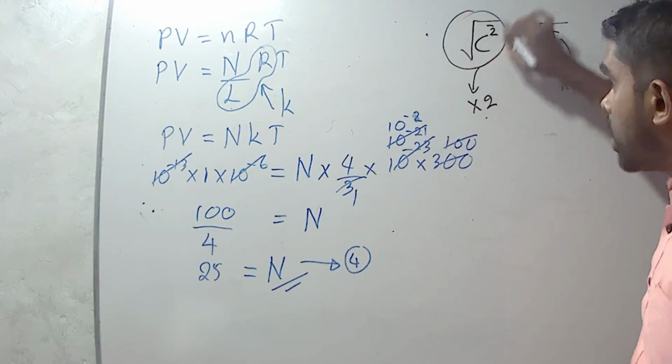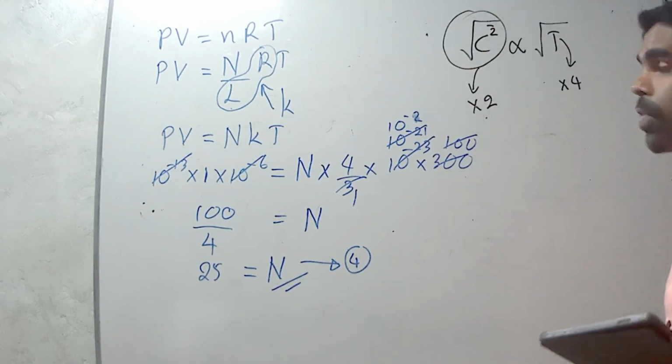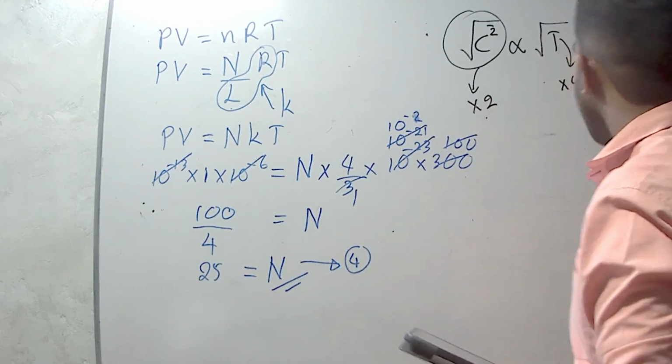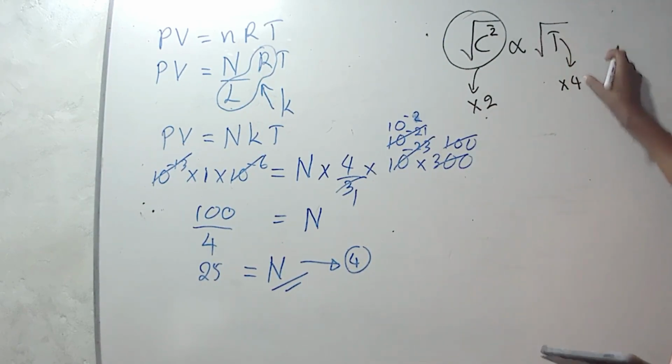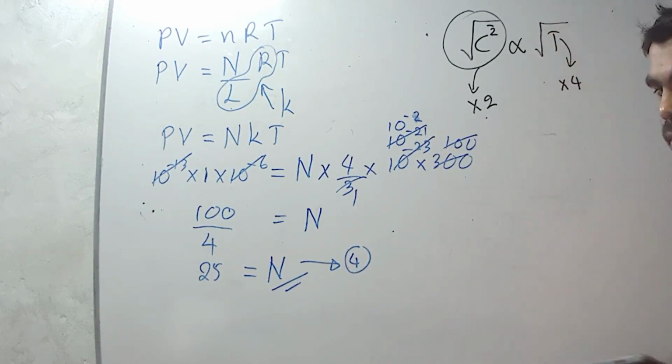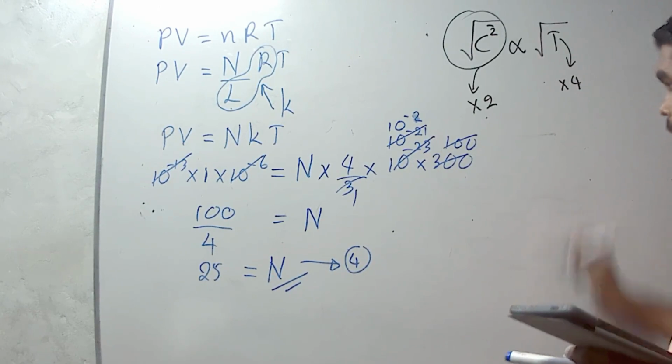Root mean squared velocity is this whole value with the square root. Therefore, the term of square root of c square bar should be doubled. But temperature should be 4 times, because we have to consider only temperature, not root temperature. Then answer is 3.